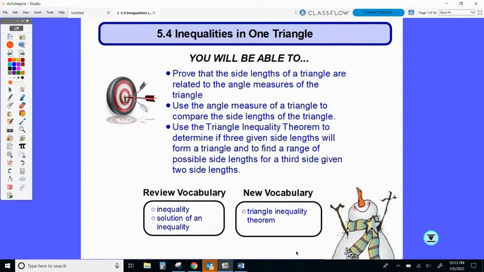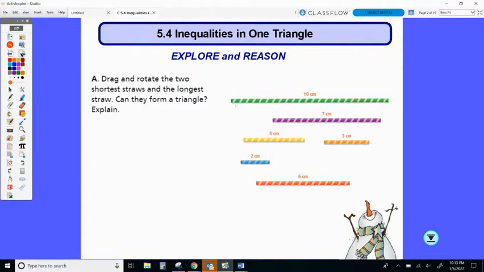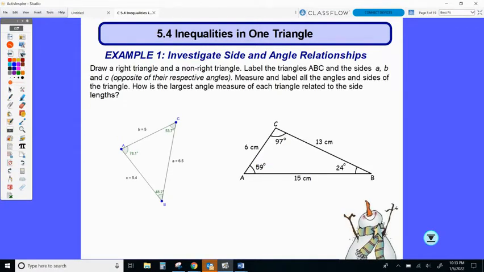Hey everybody, welcome back. Today we're going to look at 5.4 inequalities in one triangle. Looking ahead here, I'm going to skip past this explore and reason. We're going to go straight in here and look at these triangles on the left.